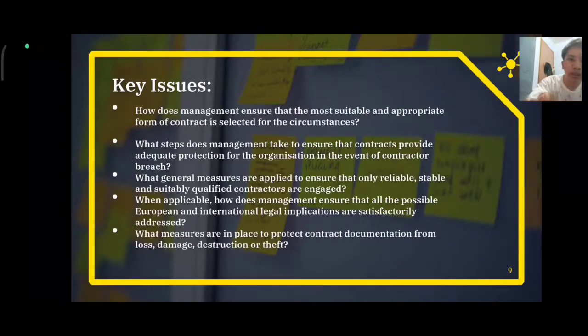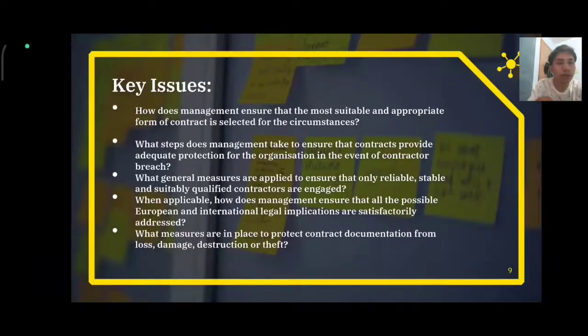Then, next is what steps does management take to ensure that contracts provide adequate protection for the organization in the event of contractor breach. Next is what general measures are applied to ensure that only reliable, stable, and suitable qualified contractors are engaged. Then next is when applicable, how does management ensure that all possible European and international legal applications are addressed. Then next is what measures are in place to protect contract documentation from loss, damage, or theft.